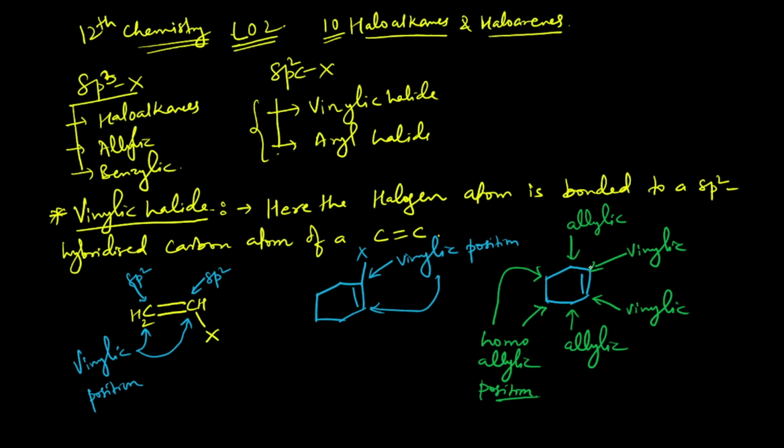These two are sp2, so these two will be vinylic. This will be allylic because it is next to the double bond, and next to the allylic carbon we call it the homoallylic position. This is not required for your 12th standard, but if you are preparing for NEET UG or maybe JEE Main, it is required. They may ask you the position name, so that's why I thought I'll include it over here. Next will be your aryl halide.